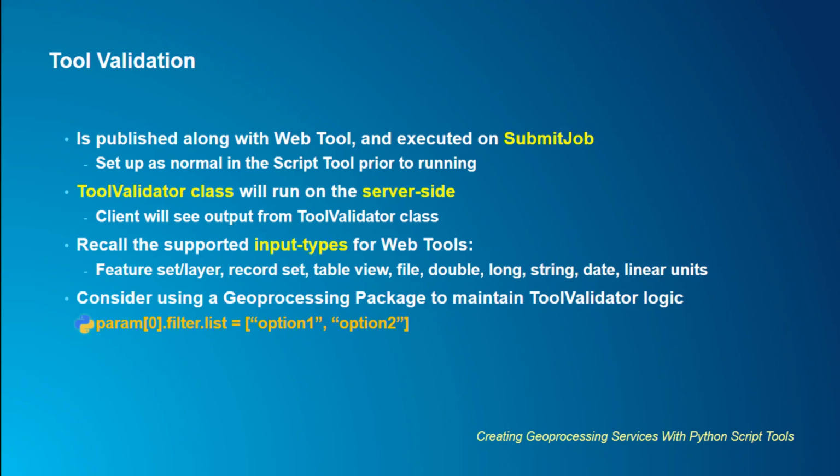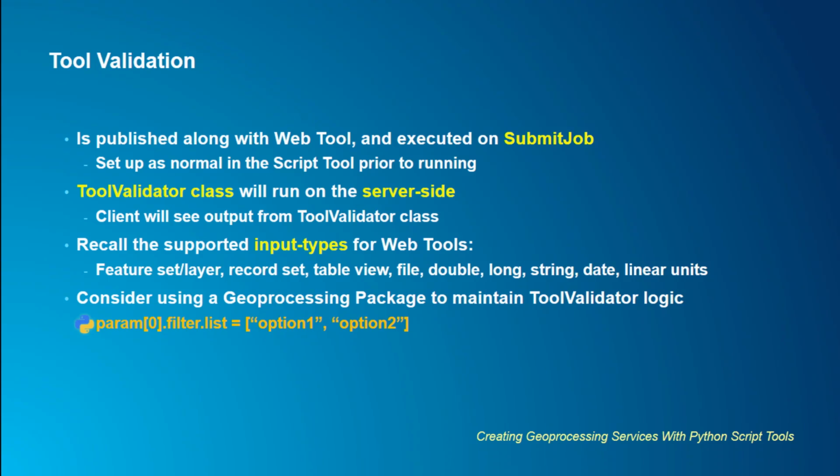There's a finite number of input types that are recognized by web tools and GP services, and they're different than the ones that you would see from a Python script tool that you would access via Pro or ArcCatalog or ArcMap or something like that. So here's the list of them here. They're all in documentation as well, but I thought it might be useful just to put it in the slide.